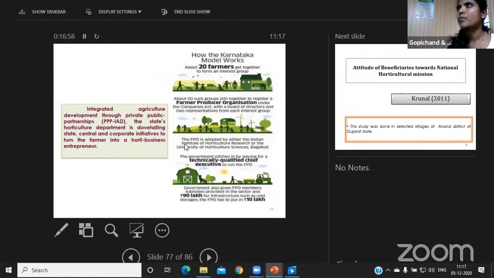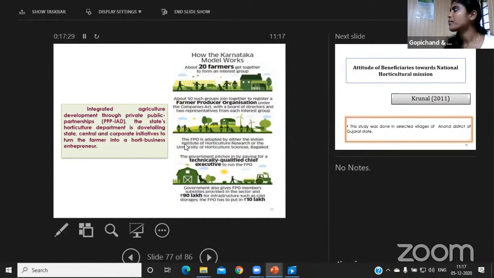And also the Bagalkot university, in collaboration with central national level agencies, has developed integrated agricultural development through public-private partnership. The model works like this: about 20 farmers get together to form an interest group, and about 50 such groups join together to form a farmers producer organization under the Companies Act. And that FPO is adopted either by the Indian Institute of Horticulture Research or the University of Horticultural Sciences Bagalkot.